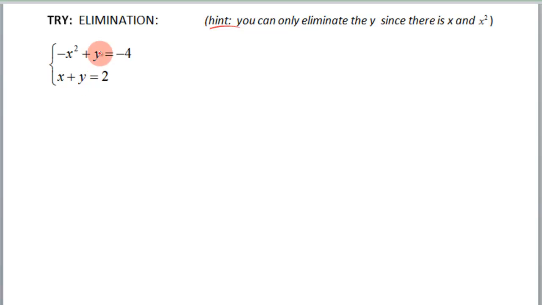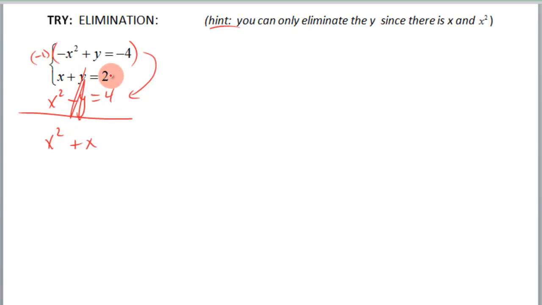Okay, here we are. I'm going to eliminate the y's because I can't do the x's. So I'm going to multiply by negative 1 on top. This whole equation. I'm going to get x squared minus y equals positive 4, right? So that's this one. So now I can add these two together. So remember, these don't add together, so it's x squared plus x, right? These cancel, equals 6. Subtract a 6 on both sides.